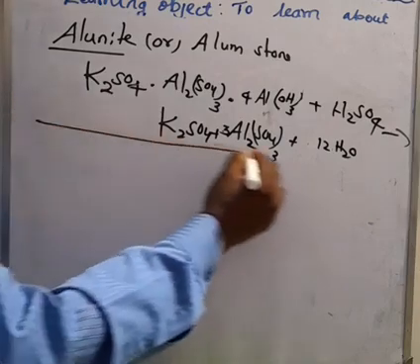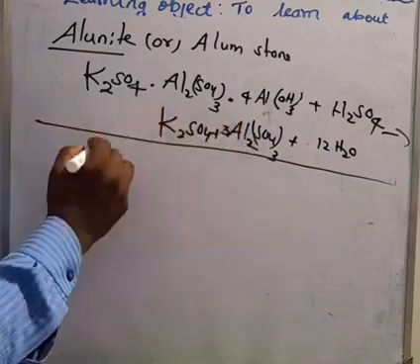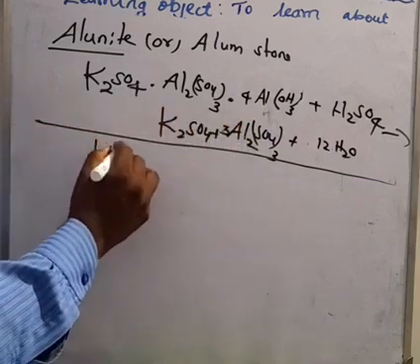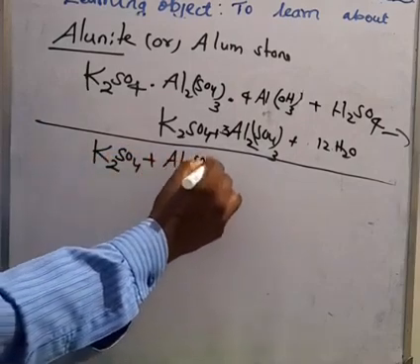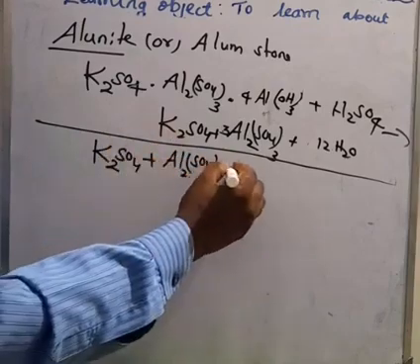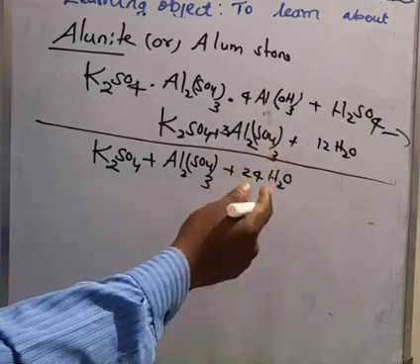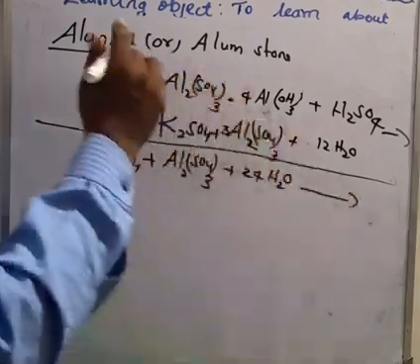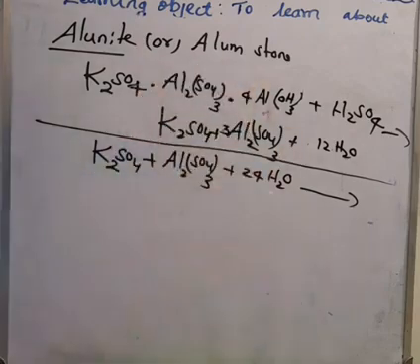Second step. Here we get the product. Which product is obtained? K2SO4 plus Al2(SO4)3 plus 24H2O. 24H2O means, how it is changed, we know that it is potash alum. What is the potash alum formula? K2SO4 Al2(SO4)3 24H2O. Already we learned, am I right?